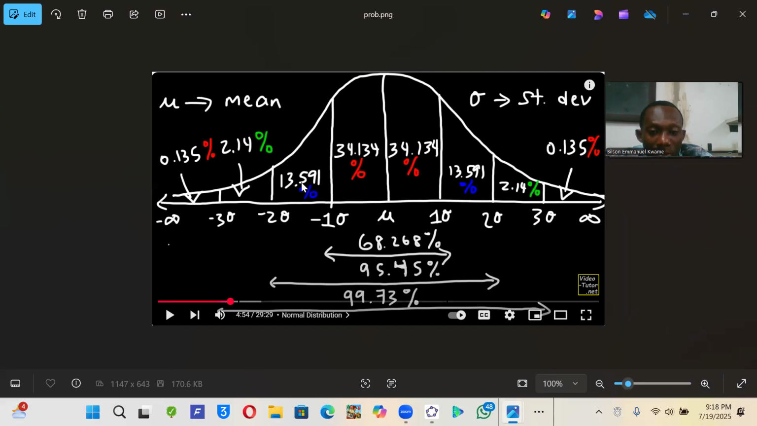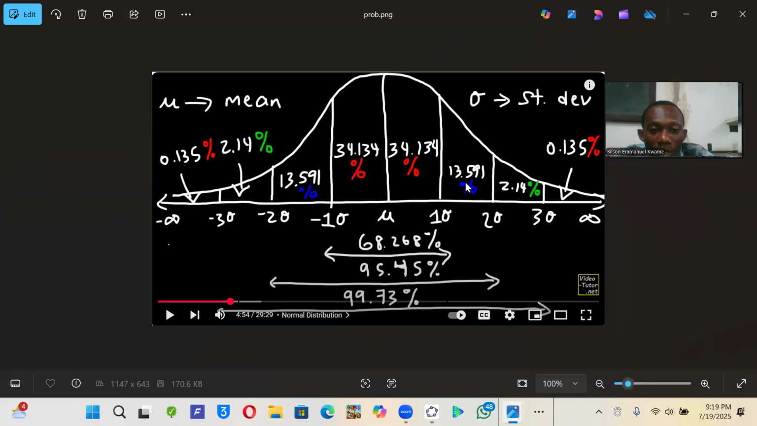Do you get it? When you key this into the GeoGebra app, it is automatically going to give you the answer, but you don't know how. That is why I'm explaining that if we want to know the probability of this side, it is 95.45, the probability between -2 and 2, minus the probability between -1 and 1. That is minus 68.268, right? The answer that you get, you divide by 2. That is what will be the answer for this region.